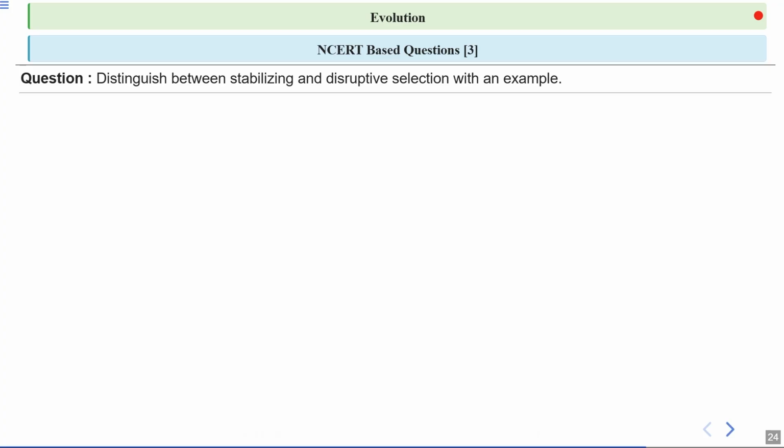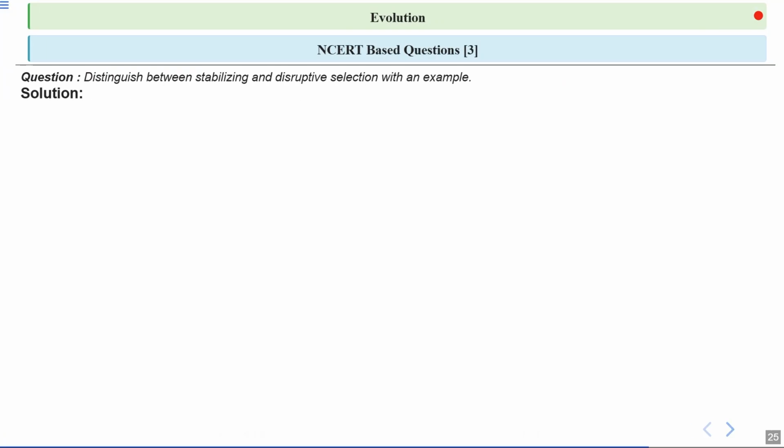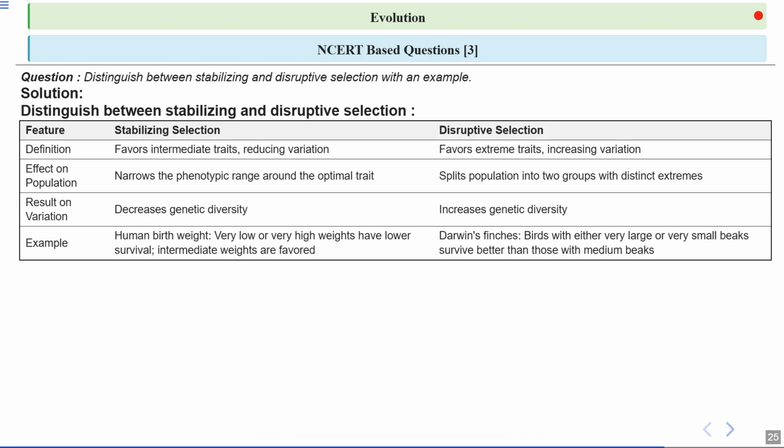Okay, so let's have a look at the answer. So what is the difference? Stabilizing selection, how can you define it? Stabilizing selection favors intermediate traits, reducing variation. And disruptive selection, what happens here? Extreme traits are being favored, and this increases the variation.